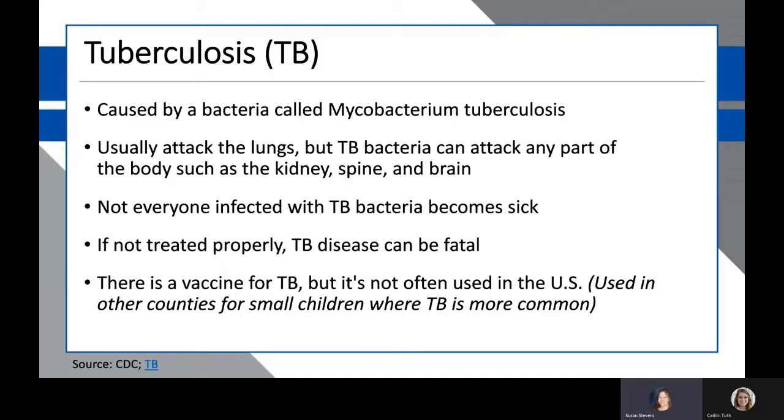Tuberculosis, also known as TB for short, is caused by a bacteria called Mycobacterium tuberculosis. This usually attacks the lungs, but TB bacteria can attack any part of the body, such as the kidney, the spine, and the brain. Not everyone infected with TB becomes sick, and if not treated properly, TB disease can be fatal. There is a vaccine for TB, but it's not often used in the United States. It's used in other countries for small children where TB is more common.